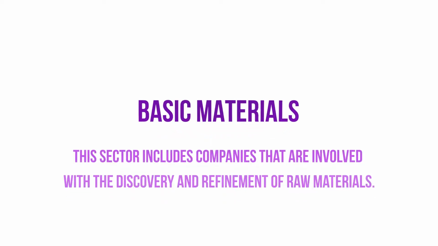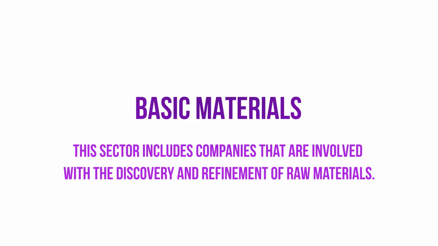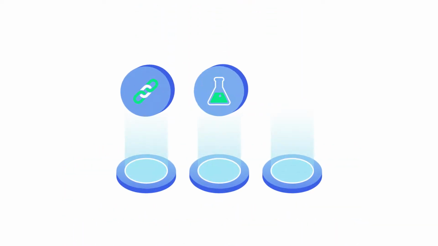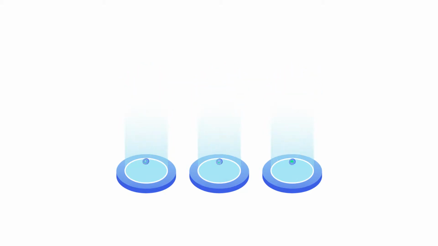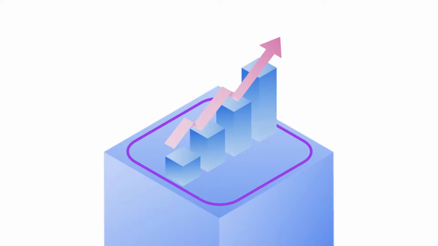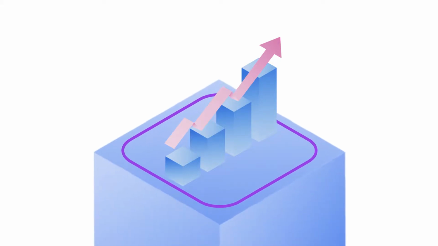Basic materials. This sector includes companies that are involved with the discovery and refinery of raw materials. It includes companies that are involved with metals, chemicals, and forestry products. It's sensitive to changes in commodity prices and the business cycle. Economies of scale is important for this sector.